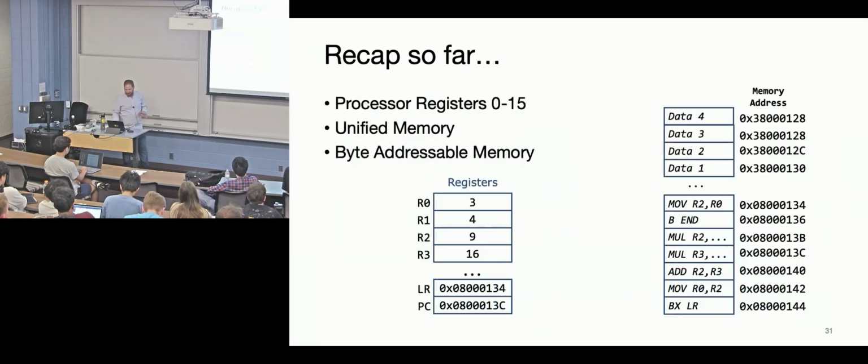Okay, so to recap, we've got registers, 16 of them, 32-bit wide. We have memory. Memory is unified, so you have instructions in memory. Here I just decoded them. And then you have data in other parts of memory, okay? This is 32-bit wide.